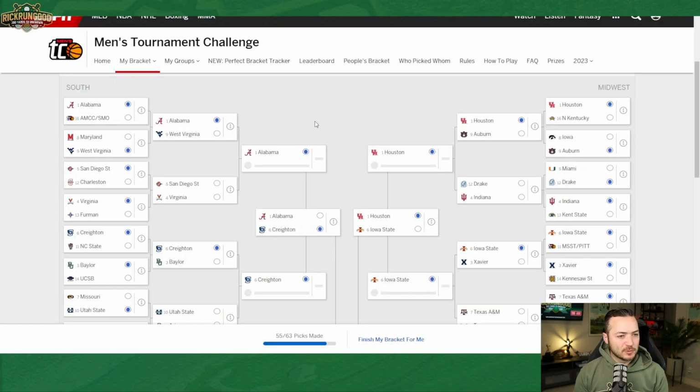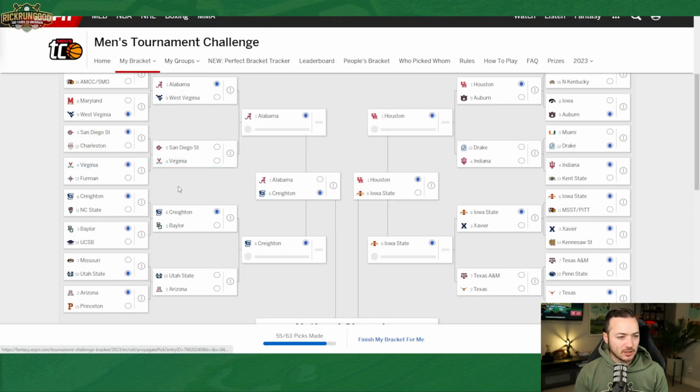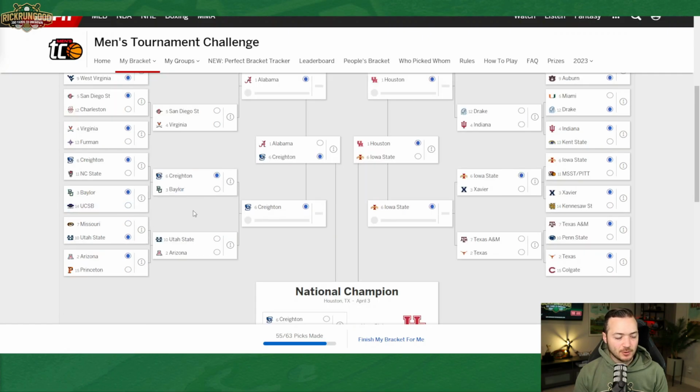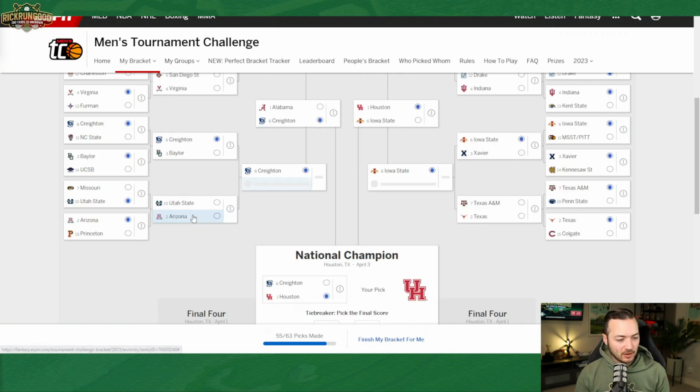All right, so I'll just run through these pretty quick. West Virginia beats Maryland. That's where our leverage was, and West Virginia is actually a favorite in that game. San Diego State to beat College of Charleston. Virginia to beat Furman. We already advanced Creighton. Baylor to beat UCSB. Utah State to beat Missouri. That's a 10/7. Utah State is actually the favorite in that game. So we've advanced them, and our leverage was there.